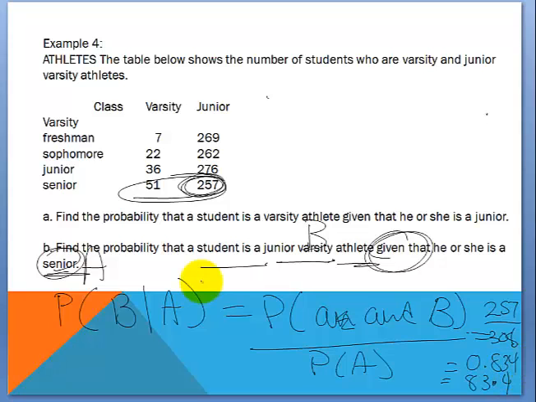So what you want to do is identify what's the first and the second event, A and B, and then you're just subbing them into the equation.